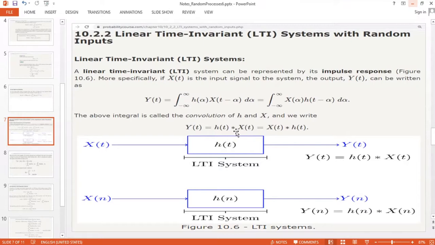If you remember your Laplace transform, there is a theorem known as the convolution theorem. In Fourier transform also there is a theorem known as the convolution theorem. So this is actually the convolution of two functions.